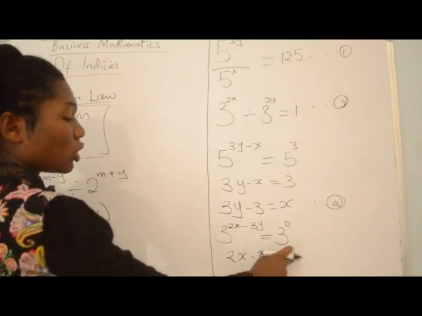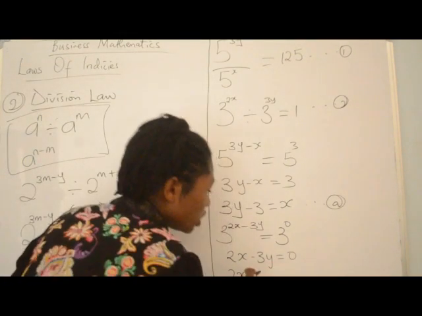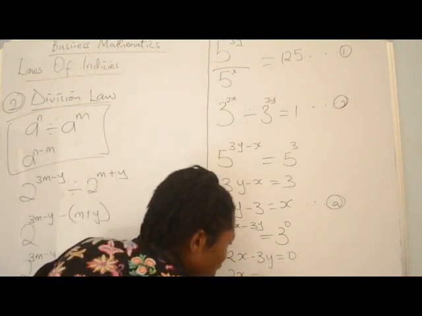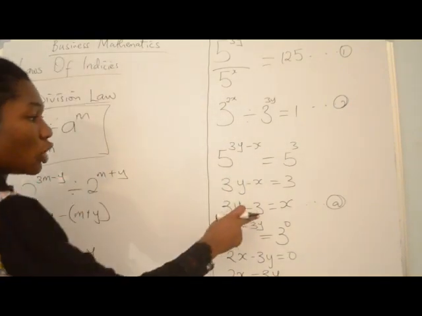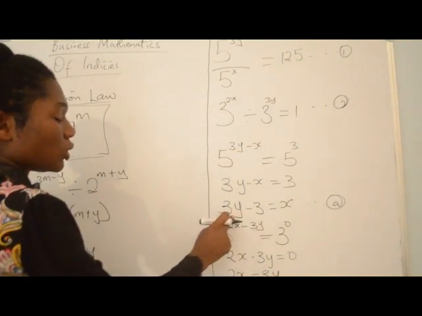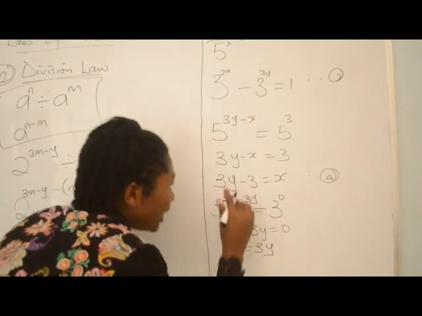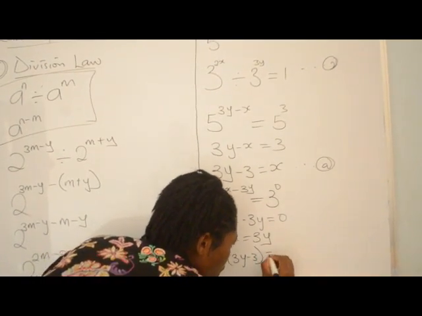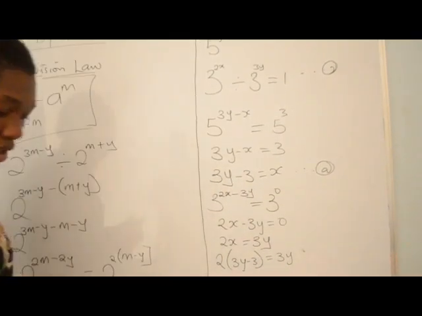And then we can work on that. We'll be having 2x to be equal to, now we'll be taking our y to the other side. We'll be having 3y. But before then, we already had that our x is equal to 3y minus 3. So I'll be substituting for x: 3y minus 3, to be equal to 3y. Quickly.